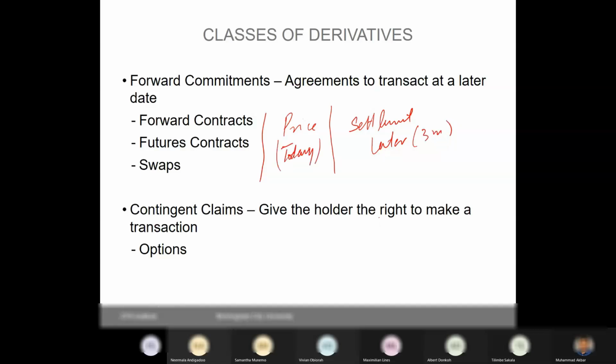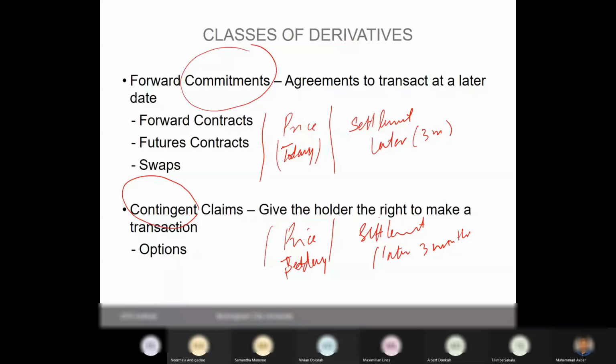In a contingent claim, again, we do the same. Price is set today and the settlement will be later, let's suppose in 3 months time. However, the word commitment and the word contingent are important.